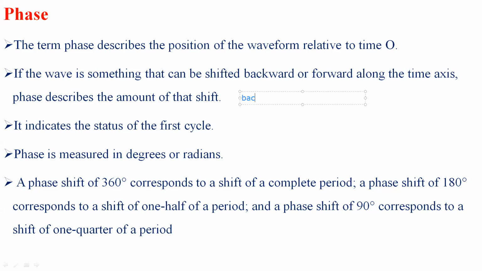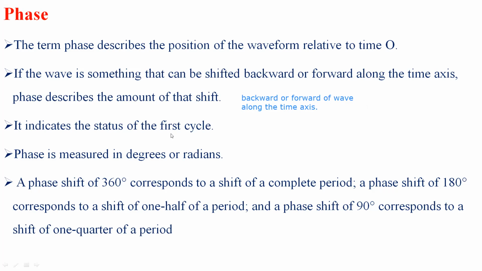So phase is nothing but backward or forward of a wave along the time axis. So it determines the backward or forward shift of a wave along a particular time axis. So it indicates the status of the first cycle. By using phase, we can indicate the first cycle.